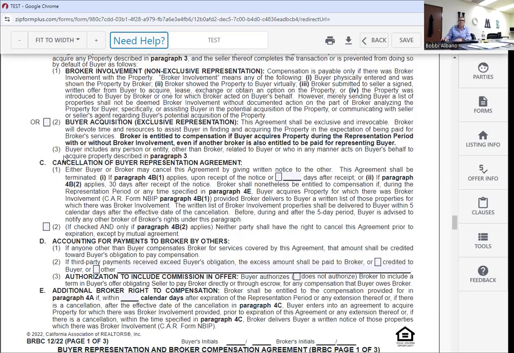And then number three, buyer includes any person or entity other than the broker related to the buyer or who in any manner acts on buyer's behalf to acquire property described in paragraph 3.